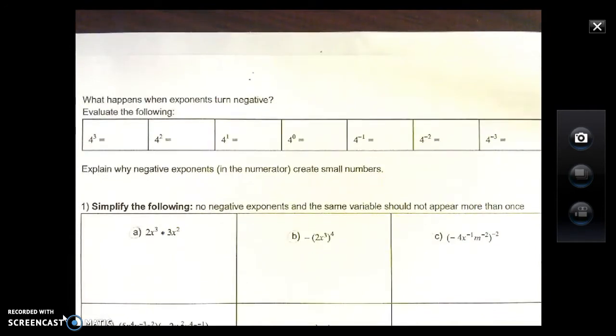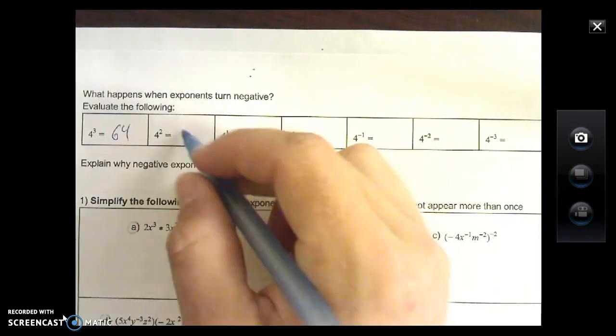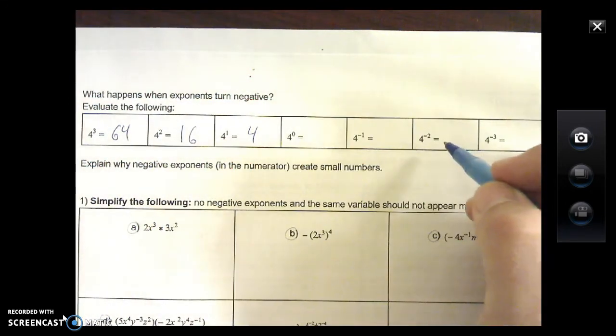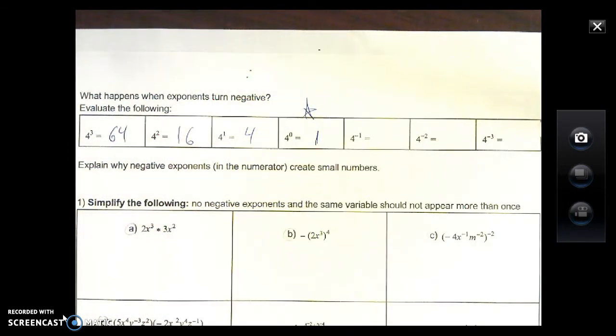What happens when exponents turn negative? Well, let's take a look. 4 to the 3rd. 4 times 4 is 16. Times 4 is 64. 4 squared, 16. 4 to the 1st, 4. 4 to the 0, just 1. Okay, that's an important one too. Anything raised to 0 power is just 1.